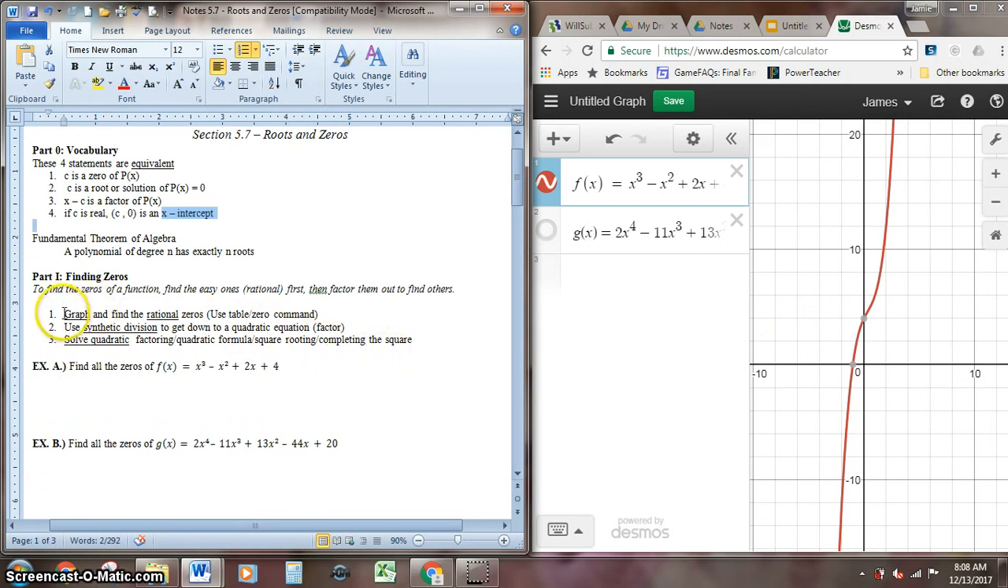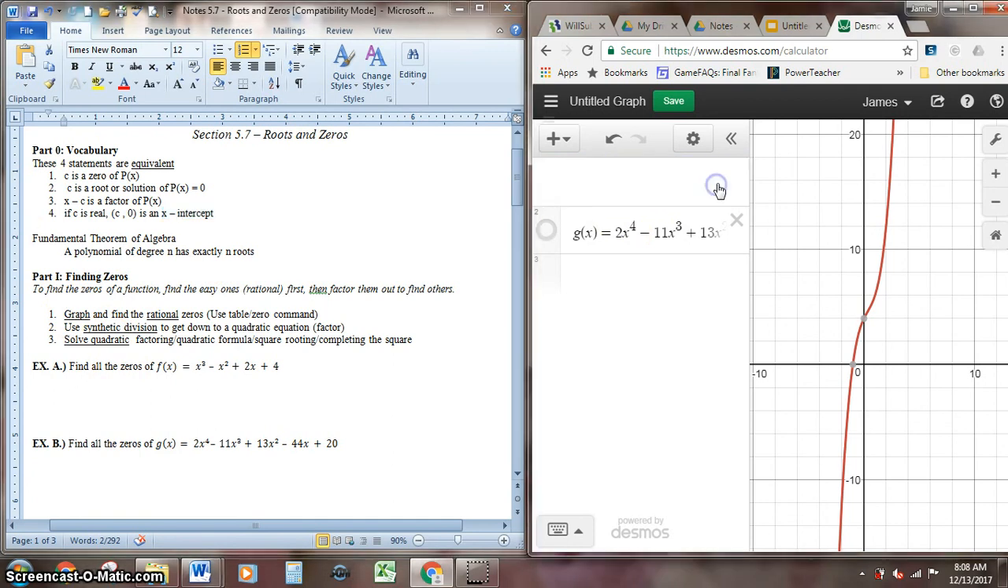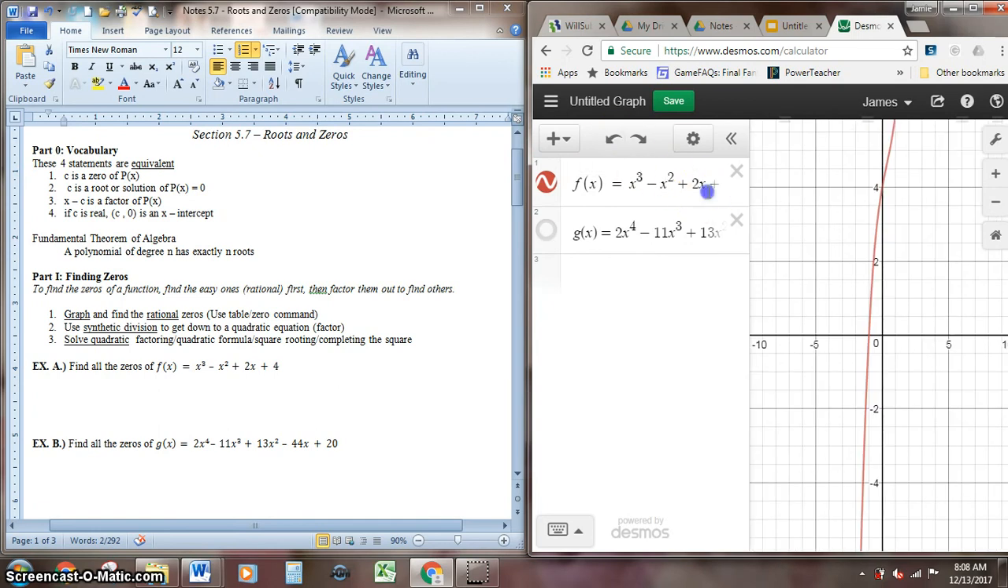And we've got the steps that you're going to follow listed out here. So first, graph and find the rational zeros. Those are the real ones, the easy ones to find. And I'm going to be using Desmos just because I'm working off of a computer. You guys should practice working with the calculators. Desmos does make it really easy. For example, I've typed in f of x equals x cubed minus x squared plus 2x plus 4.